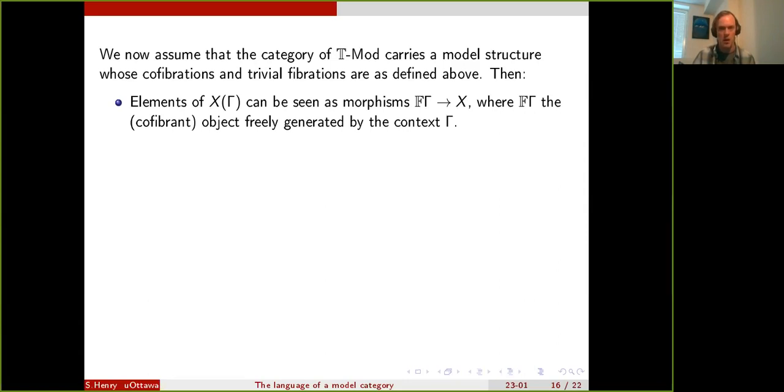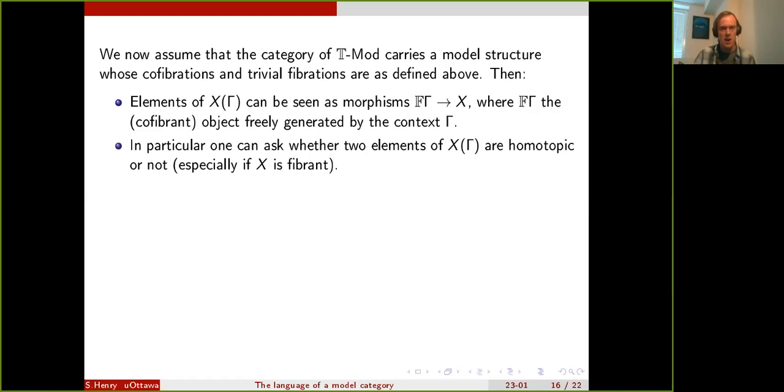So it's a cofibrant object, kind of by definition, because gamma is specifying some variables, and you just add freely one element for each variable in the context gamma, and cofibrations are defined as the morphisms that can be obtained by freely adding objects. So if you start from nothing and just add three elements, you get a cofibrant object. In fact, if you're working in the completely infinitary case, those are essentially all the cofibrant objects. More precisely, the cofibrant objects should be retracts of those free objects on a context. And so, yes, an element of X gamma, you can see as a morphism from F gamma to X.